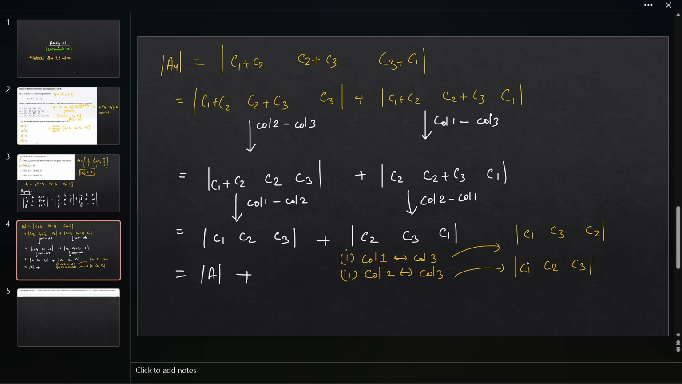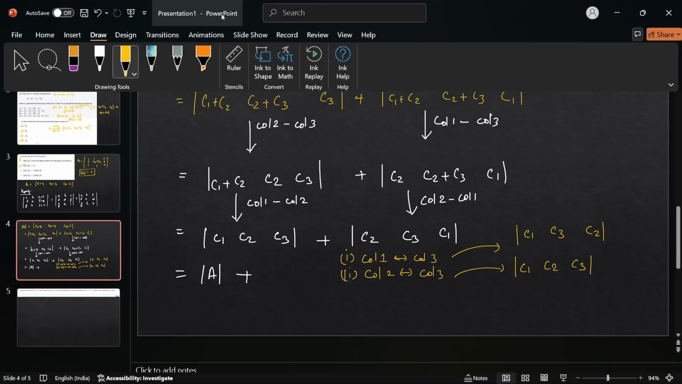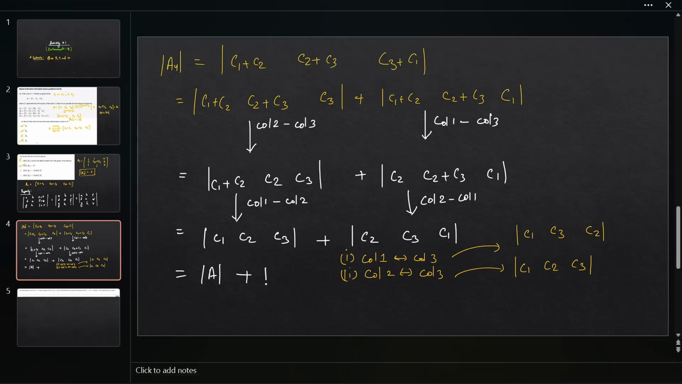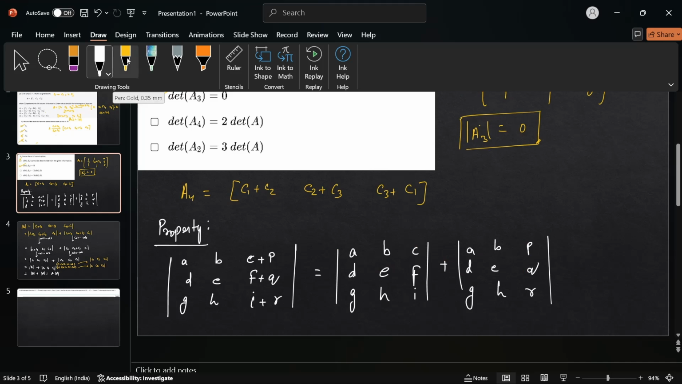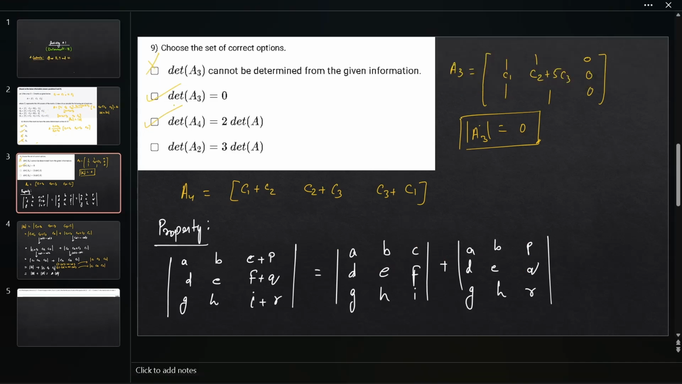So we know this fact that if we apply column exchange for the first time, the value of the determinant gets multiplied with -1. But since we are applying the operation 2 times, the value of the determinant will remain unchanged and we will get C1, C2, C3, which is again determinant of A. So it is determinant of A plus determinant of A. That means 2 times determinant of A. So here we have A4 as 2 times determinant of A. So this option is correct.